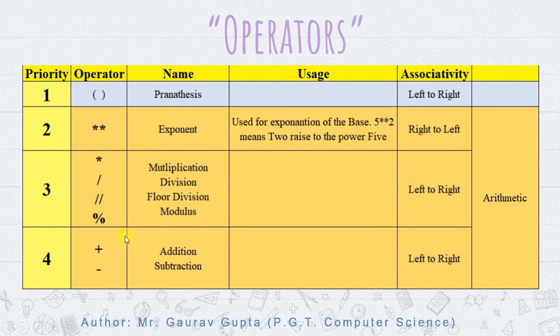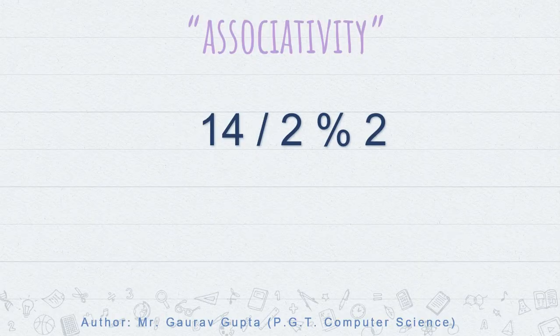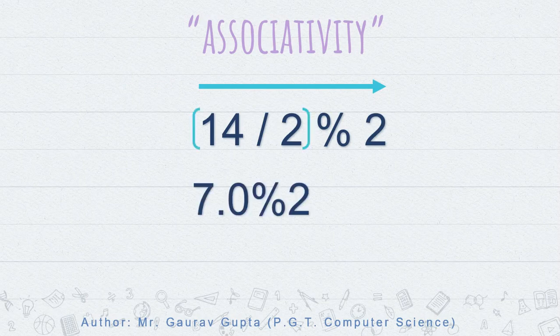Multiplication, division, floor division and modulus have same priority, means if more than one of these appear in an expression, then they will be given same priority, but as they are left to right associative, so they should be solved from left to right. Let's see an example. In this example, we will solve them from left to right. So first, 14 divided by 2 will result in 7.0.